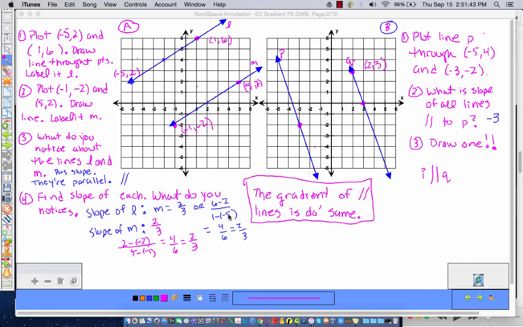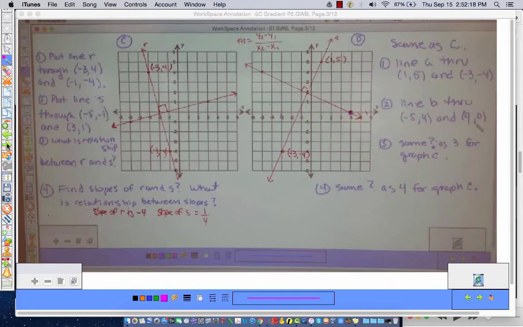So today in class, we had a little exercise where we graphed some parallel lines, and we discovered that parallel lines have the same slope. If this line is parallel to this line, and I know that this line P has a slope of -3, then any line parallel to it has a slope of -3. Here, what was the slope? 2/3. So if this line is parallel to it, it also has a slope of 2/3.